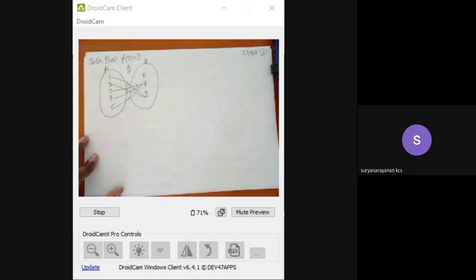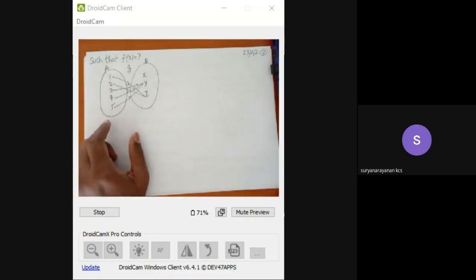What is the domain of this function, my dear Krupal? Krupal, what is the domain of the function G? Sir, A, sir. Yes, very good, set A. What is the codomain of this function? Sir, set B, sir. Very good.